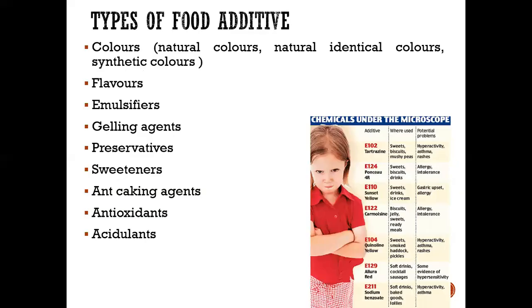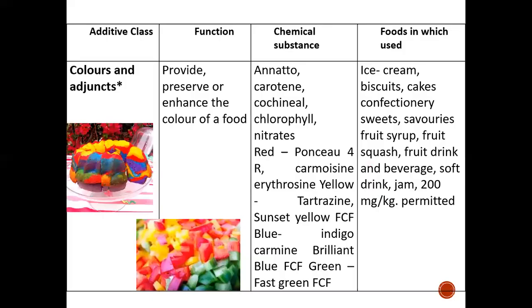What are the different types of food additives? There are different types of food additives, like colors, flavors, emulsifiers, gelling agents, preservatives, and so on. So we'll discuss some of them. The first one is colors. Colors provide, preserve, or enhance the color of any product. So it's the easiest one. It enhances the color.